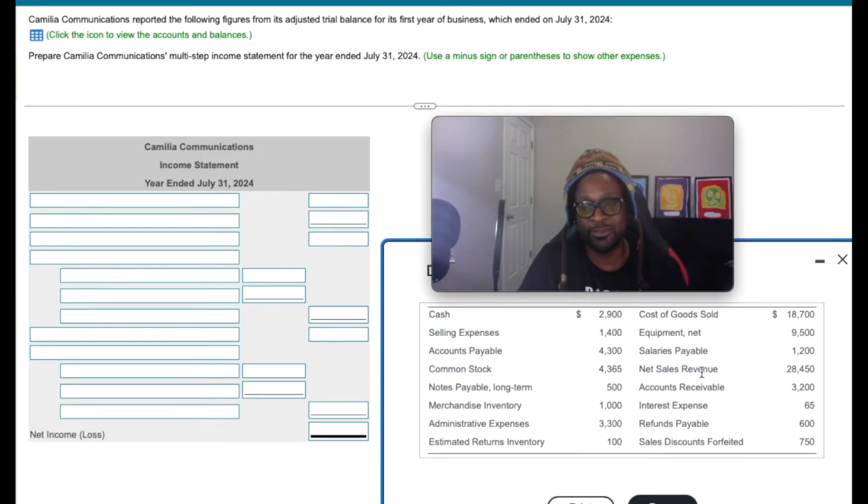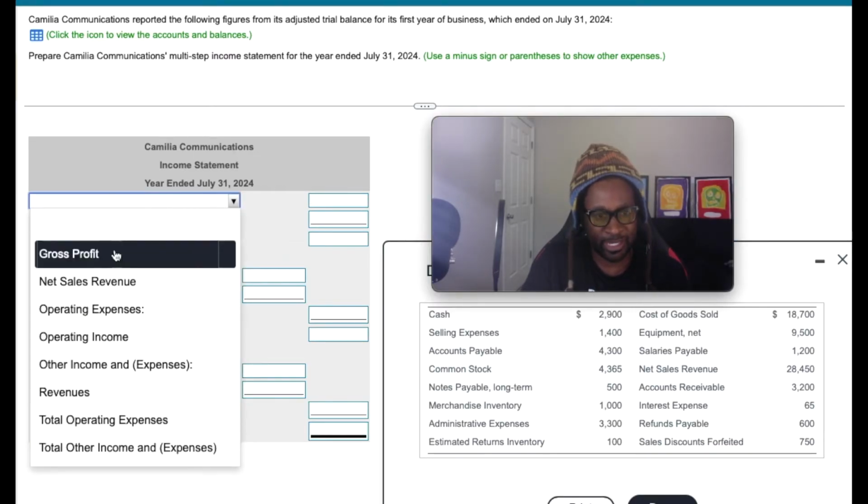Our net sales revenue we know belongs on the income statement. Accounts receivable is a current asset, hence the balance sheet. Interest expense is considered a part of the income statement in the other section, gang. Refunds payable is a liability, obviously a current liability. And sales discount forfeited will also be included in the other section of our income statement. So let's get to rocking and rolling.